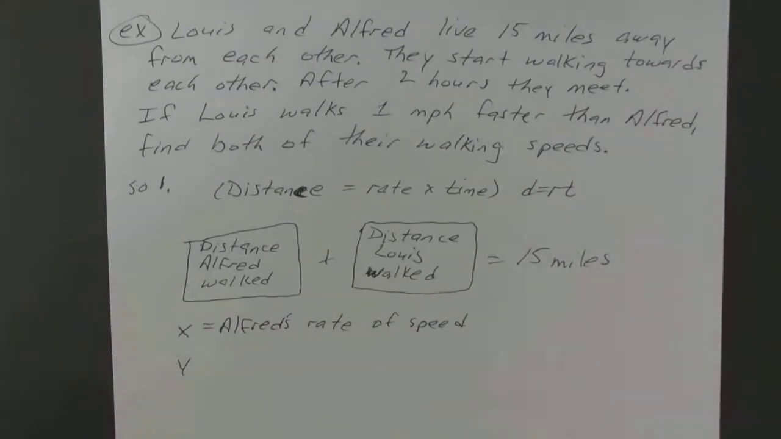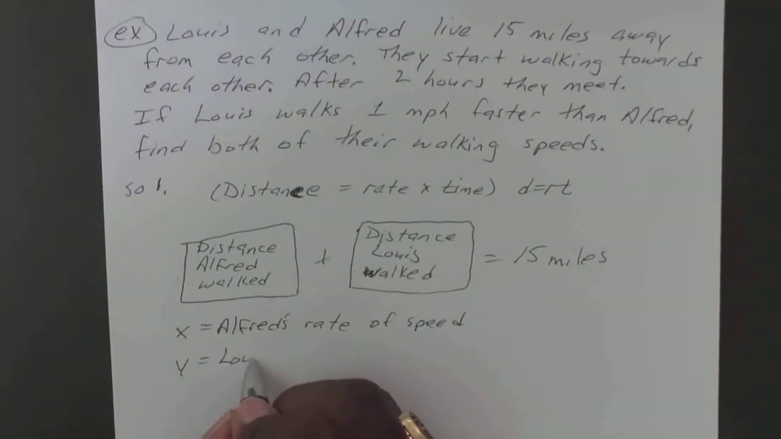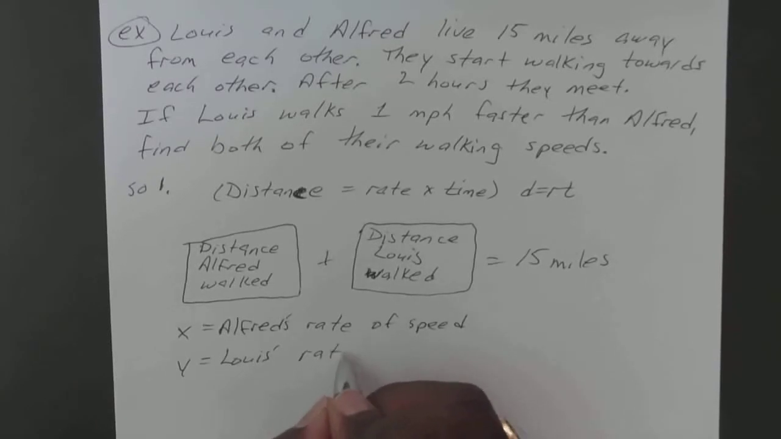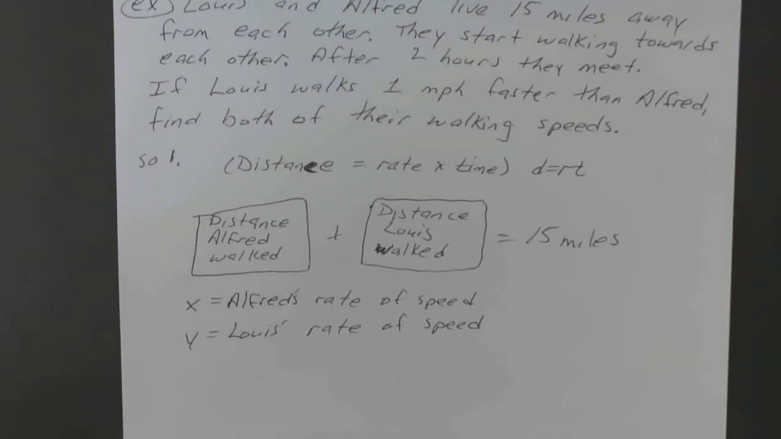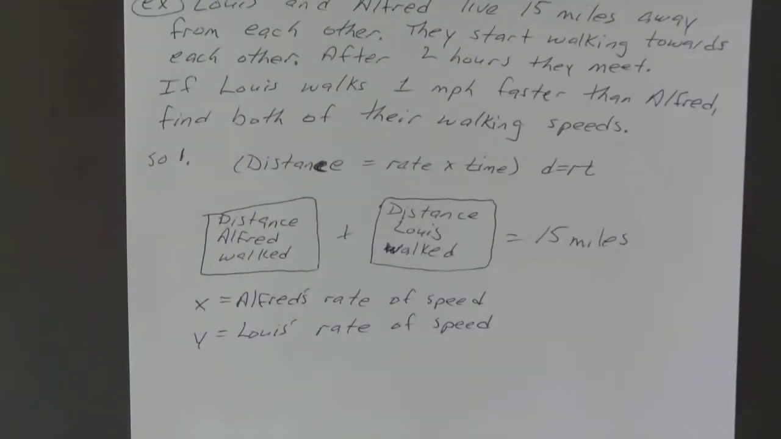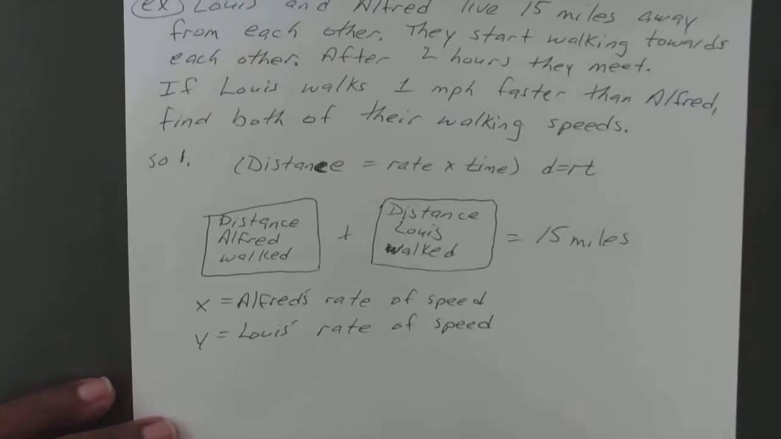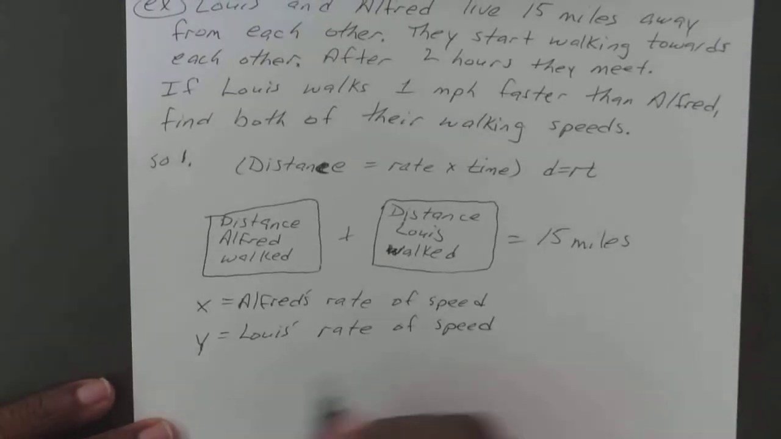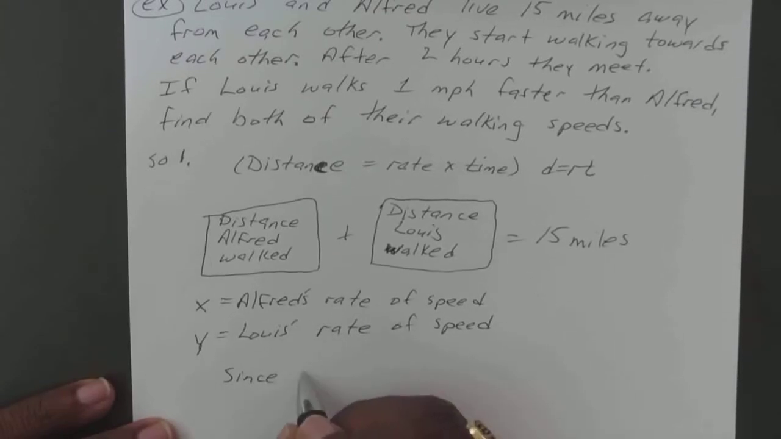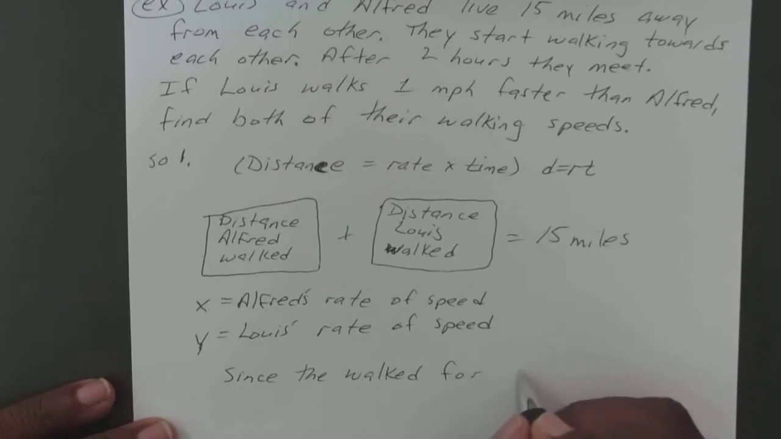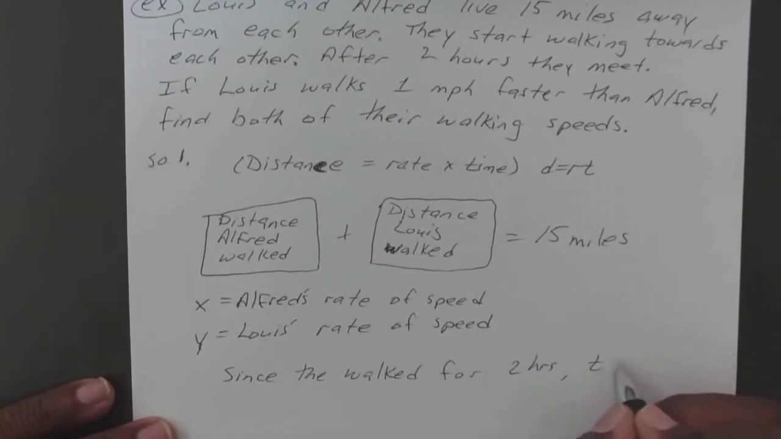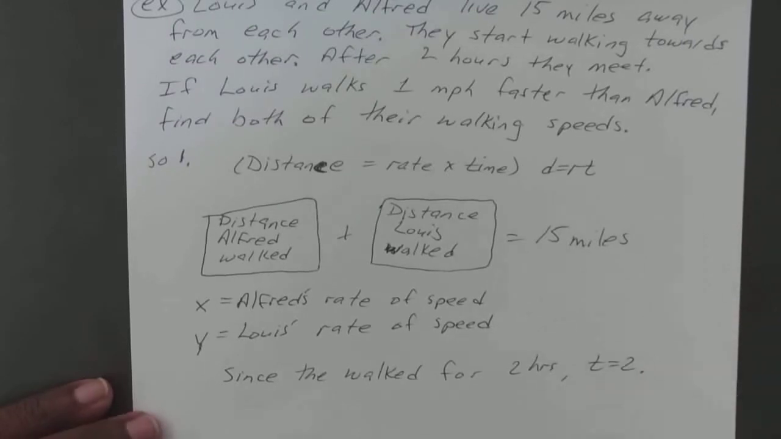All right. Okay, so we'll let y equal Lewis's rate of speed. Okay. So we know they both walk 2 hours, which means that the time we know what it is. It's t. I mean, 2. Okay. So since they walked for 2 hours, t equals 2.